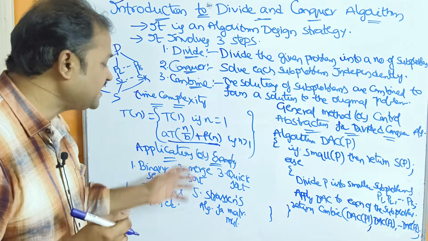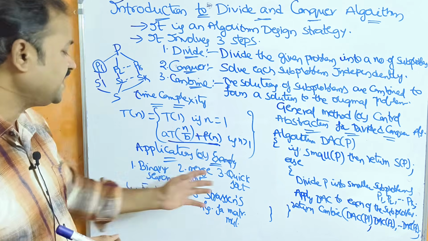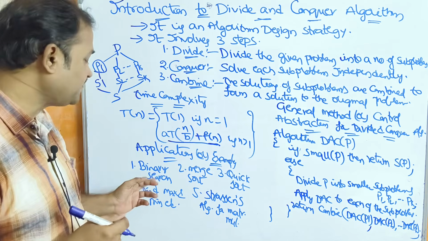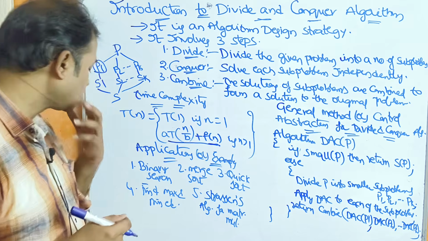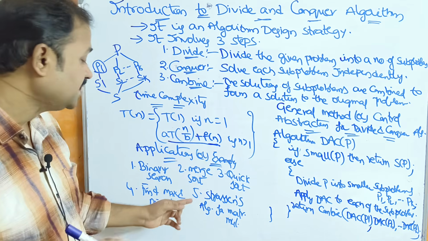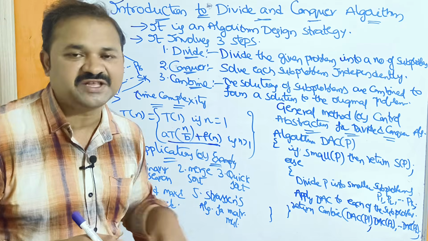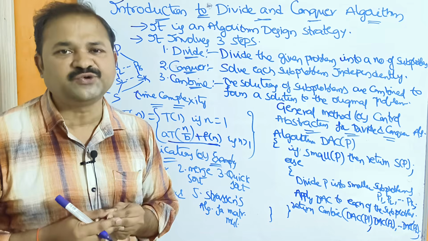Next, let us see the applications or examples of the divide and conquer algorithm. Totally we have 5 applications. The first application is binary search, the second is merge sort, the third is quicksort, the fourth is finding the maximum and minimum element, and the fifth is Strassen's algorithm for matrix multiplication. So this is about the introduction to divide and conquer.